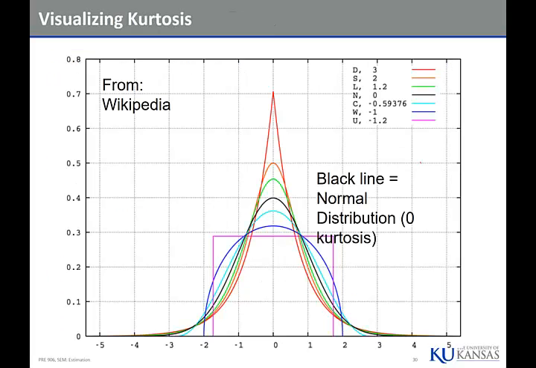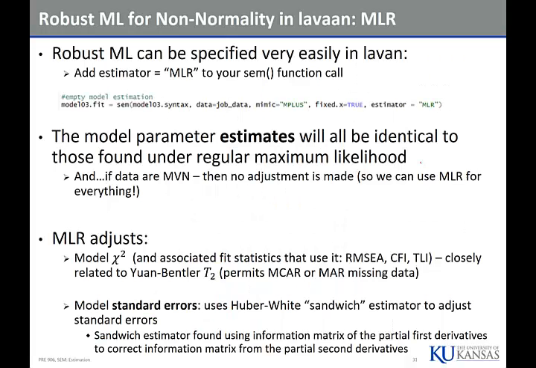So here is a series of distributions with kurtosis. This black line in the middle here is the normal distribution with no kurtosis. And you can see different values of how peaked or flat it might be. So at the end of Lavaan, estimator equals MLR is how you make this work. I just leave it there always. Never changes. Because if your data don't need it, it works the same as multivariate normal. But if your data do need it, it will adjust it automatically, right?